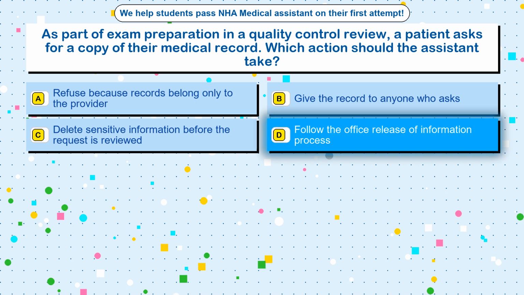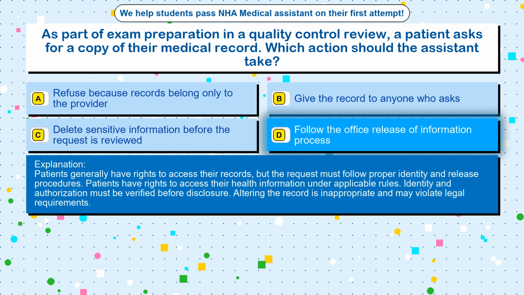The correct answer is option D, follow the office release of information process. Patients generally have rights to access their records, but the request must follow proper identity and release procedures. Patients have rights to access their health information under applicable rules. Identity and authorization must be verified before disclosure. Altering the record is inappropriate and may violate legal requirements.